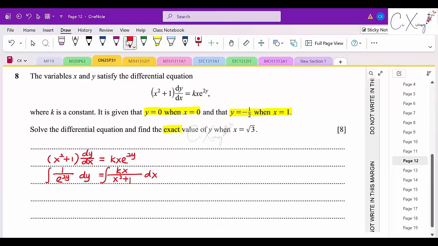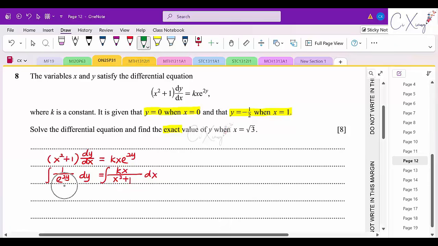Okay, then after that, try to observe, after you separate them correctly, then what you do is just put the integration sign, and now you need to integrate both sides of the equation. All right, so when you are going to integrate both sides of the equation, let's have a look at some very basic integration technique first.